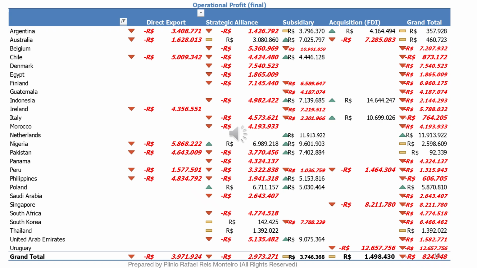And the entry mode, generally speaking, we can say that direct export and the strategic alliance were not good decisions to provide any profit for the company. Subsidiary provided the highest profit in the 3 years of operation, and acquisition does not provide a huge profit. One of the main causes is that acquisition is so costly that when you use this approach, it's hard to have a return on investment in a short period of time.